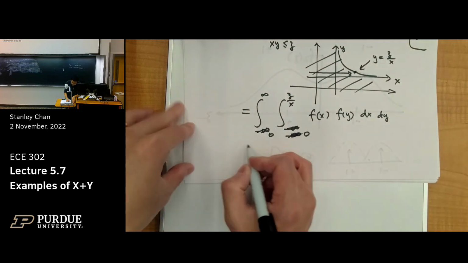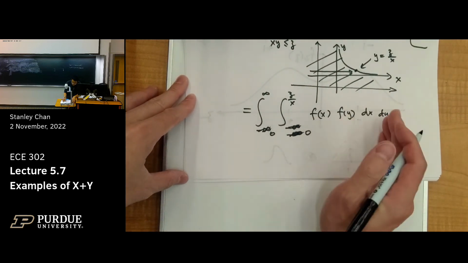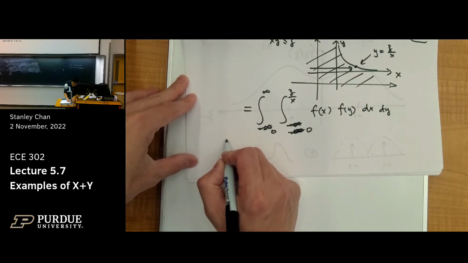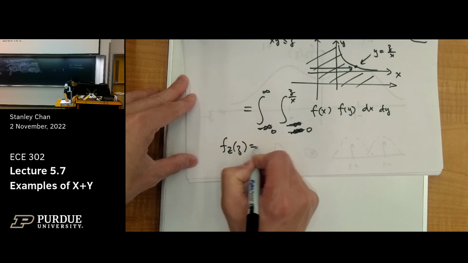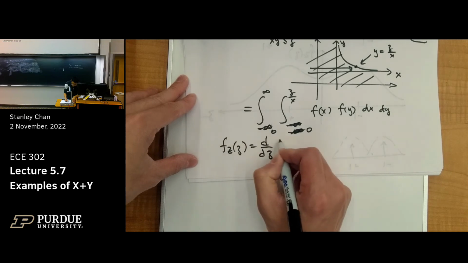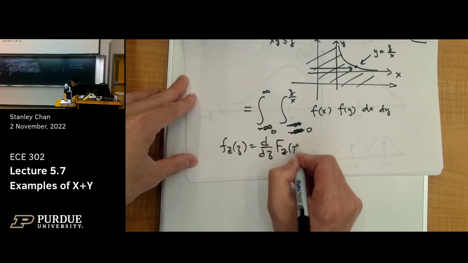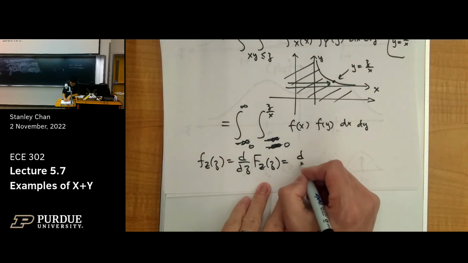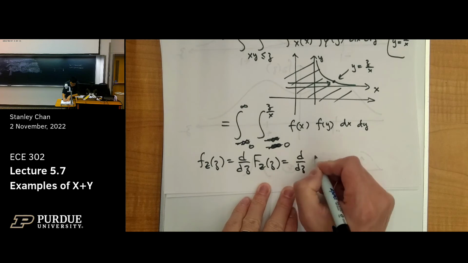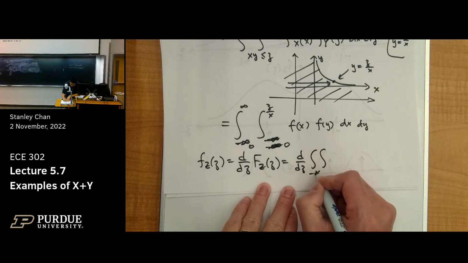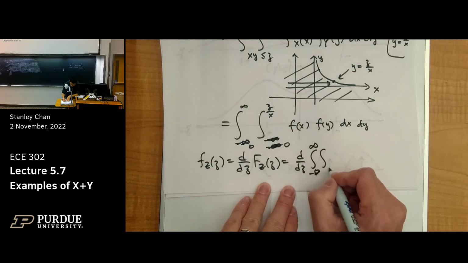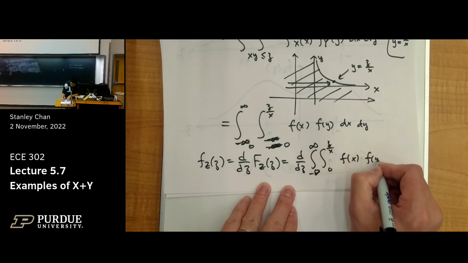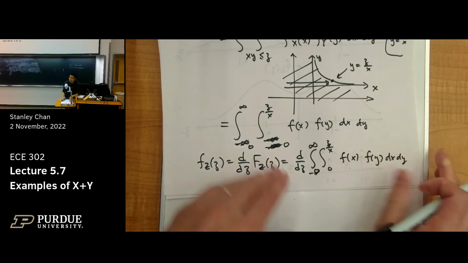But that's okay. What we cared about is not this. What we cared about is just the generic formula, which is fZ of z is d dz of FZ of z. And if I cared about this, then it would just be d dz of this double integral from 0 to infinity, and then from 0 to z over x. And then there's an fX, there's an fY, dx and dy. Okay.